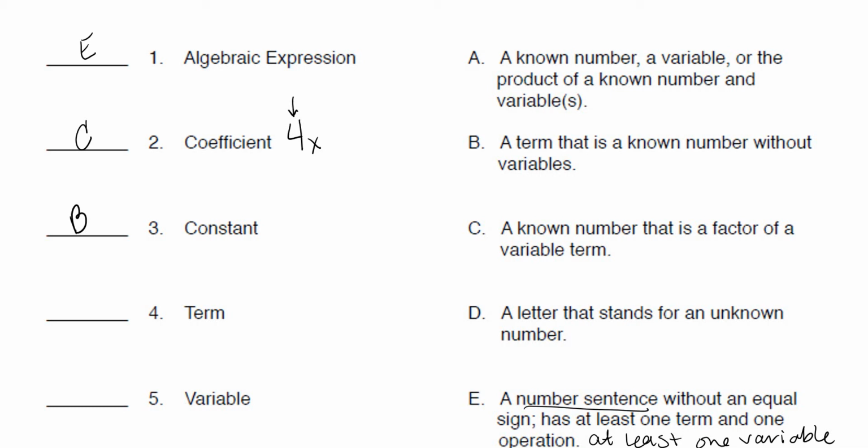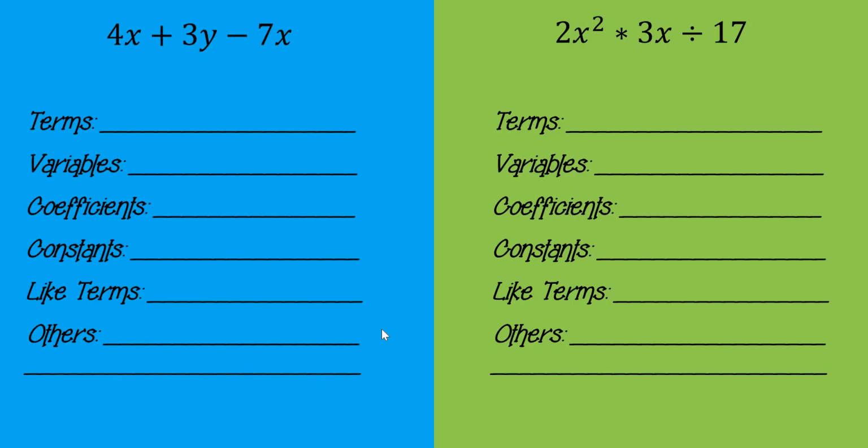Okay, a term is a known number, a variable, or the combination of the two inside of an algebraic expression. So if I have like 4x plus 6, my terms are 4x and 6. And then the variable is the letter that stands for an unknown number or a number that can change. All right, so let's see what these look like inside of expressions.